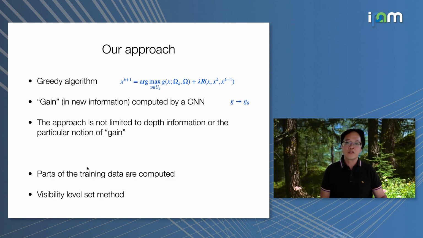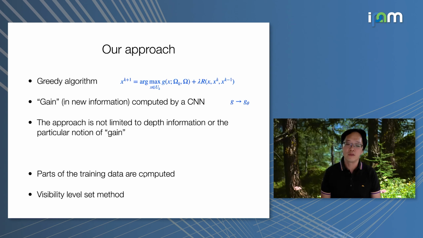As you will see in the following slides, the formulation for learning this gain function actually requires some thought, and improper setup leads to, of course, failed learning. Part of the training data should be simulated following the greedy algorithm. From the earlier slides we understand that we need to take unions of the visibility of these previous vantage points, and this is handled by what is called a level set method.